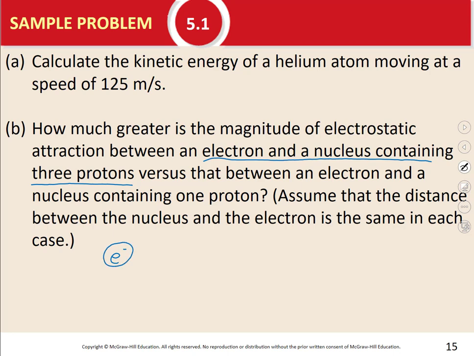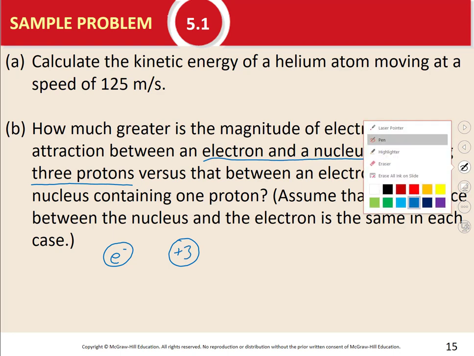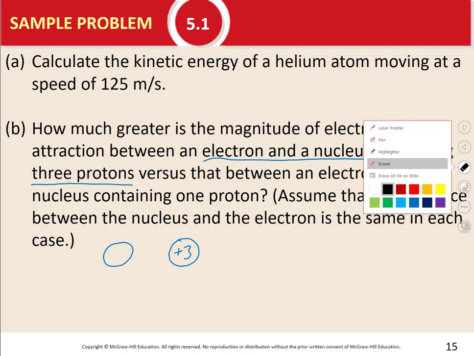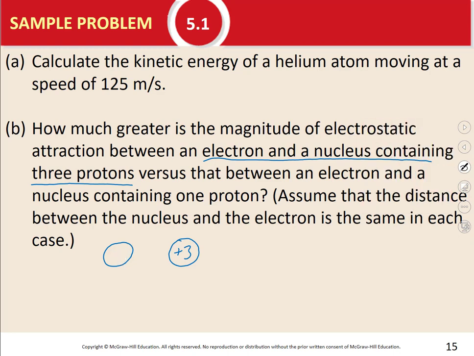Now, if the nucleus has 3 protons, what is the charge on that nucleus? Plus 3, or 3 plus. Whereas this electron has a charge of what? 1 minus, or minus 1. Doesn't really matter which one you do, for this case at least. Minus 1. And then it's separated by some distance. I'm just going to call that d. So that's the first scenario.